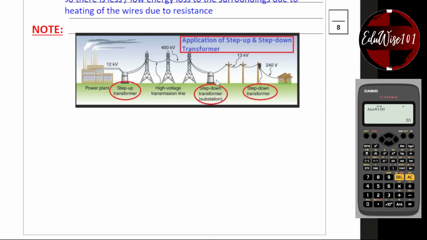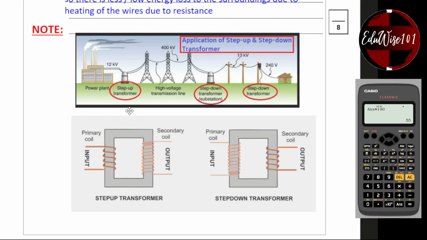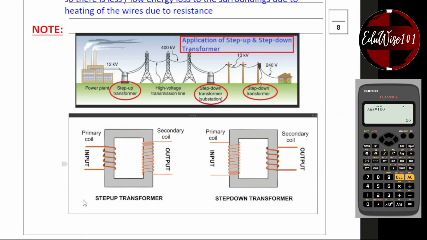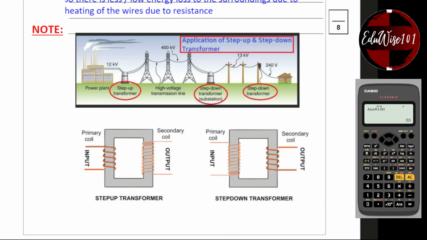Now some industries like factories might be supplied a potential difference of about 13,000 volts. 240 is for the UK houses. Now, what does a step-up and a step-down transformer look like? If you were to draw, in a step-up transformer, the number of coils in the primary coil is less than in the secondary coil, whereas it's the opposite in a step-down transformer. So the idea is to increase the potential difference here.